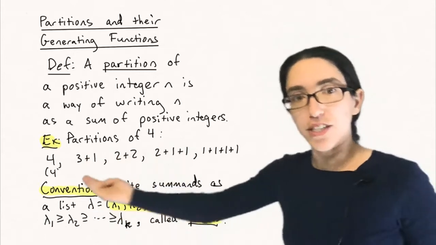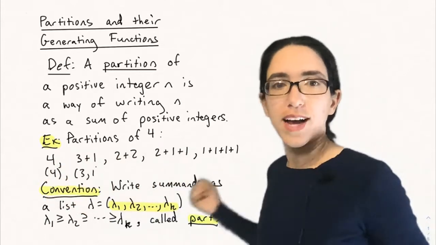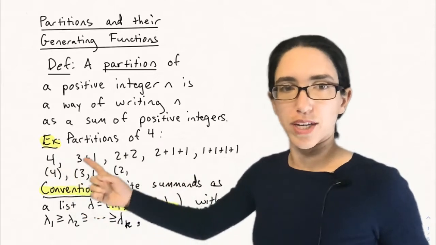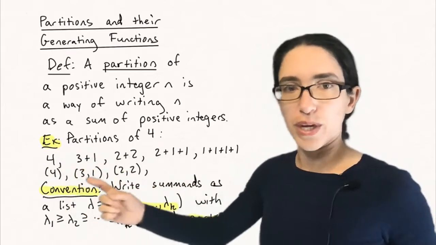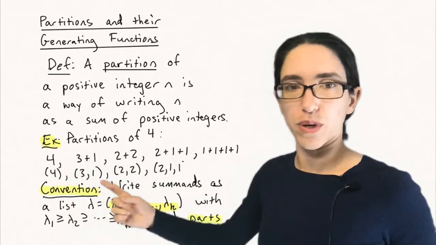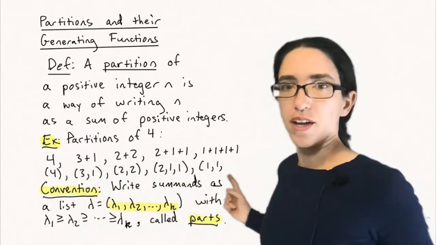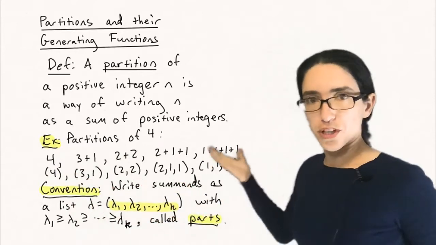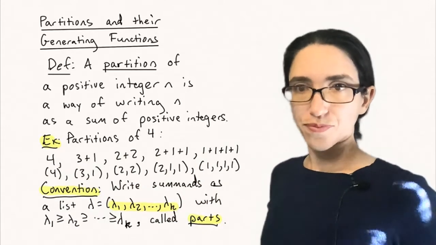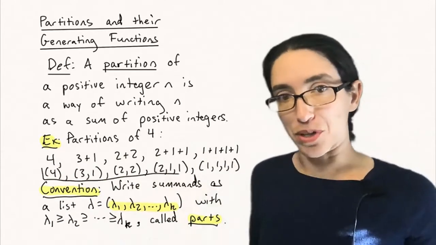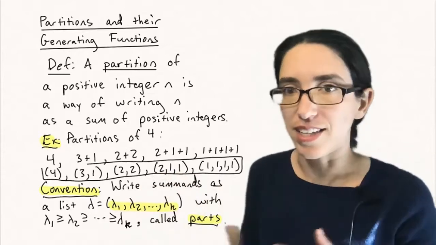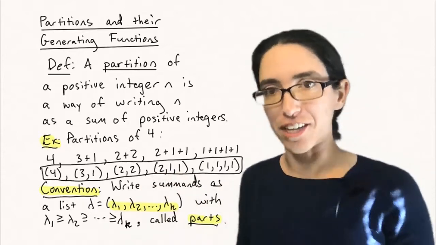And if we write out each of these partitions of 4 as a tuple like this, we again just make sure the summands are in weakly decreasing order. So (4), (3, 1), (2, 2), (2, 1, 1), and (1, 1, 1, 1). So those are the 5 partitions of 4. So this being a combinatorics class, the first thing we might ask is, how many partitions of n are there? Can we count them?